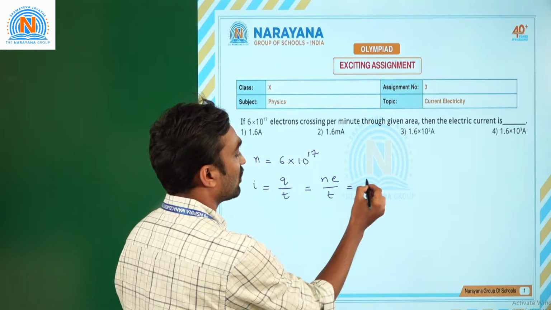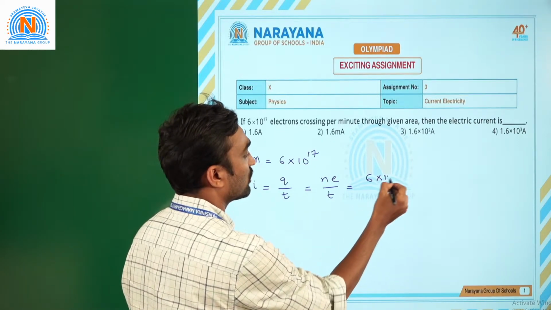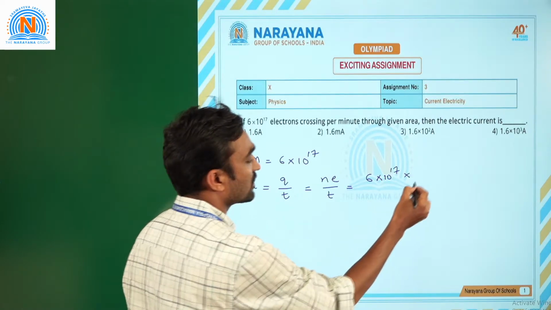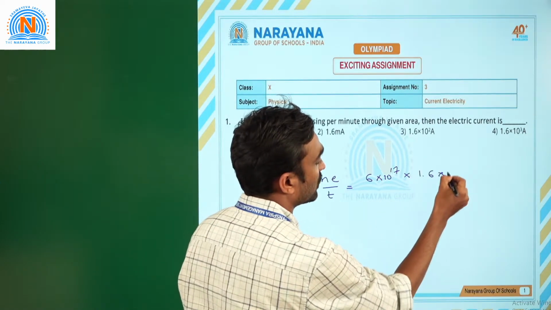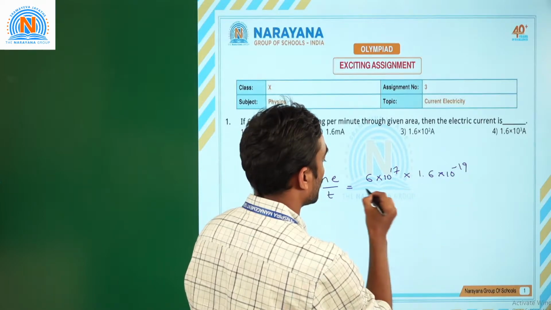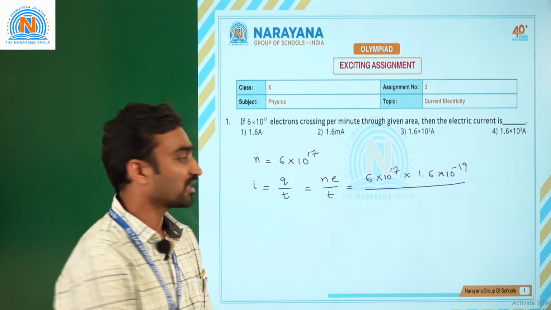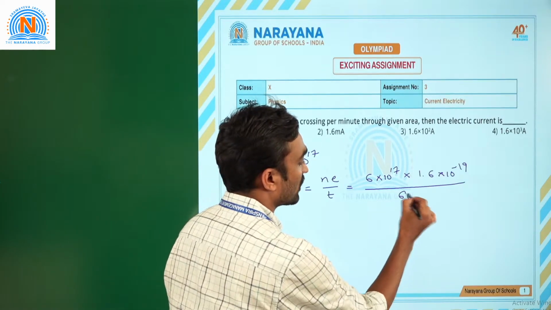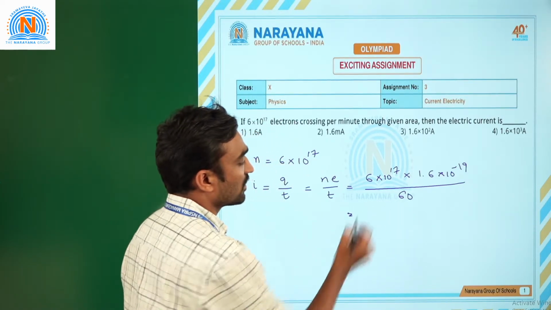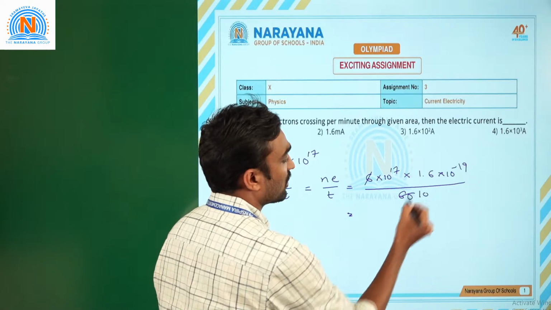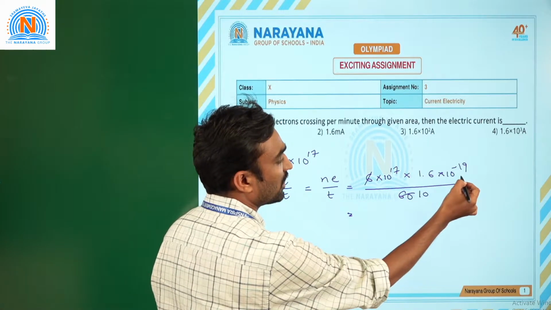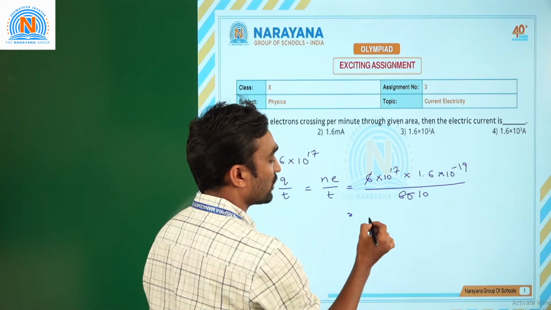So they have given the value of n, the number of electrons, that is 6 into 10 raised to 17, and the charge is 1.6 into 10 raised to minus 19, upon time. What is the time? They are asking crossing in a minute, so the time is 60 seconds. If you simplify this, what will we get? 6 ones and 6 tens. You will get 10 raised to 17 into 10 raised to minus 19, that is 10 raised to minus 2.